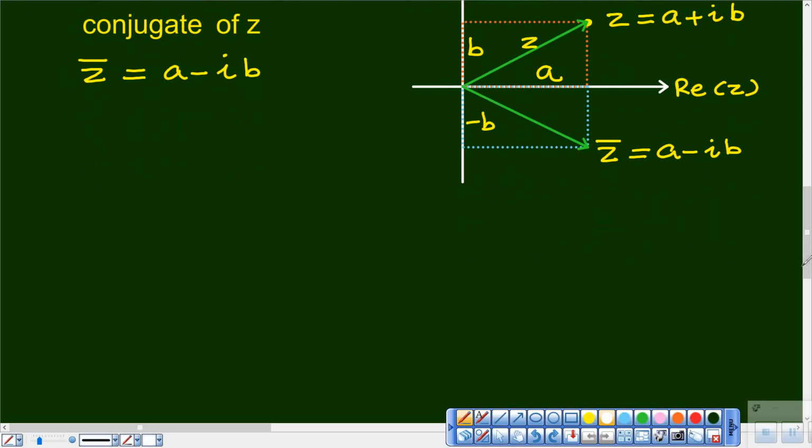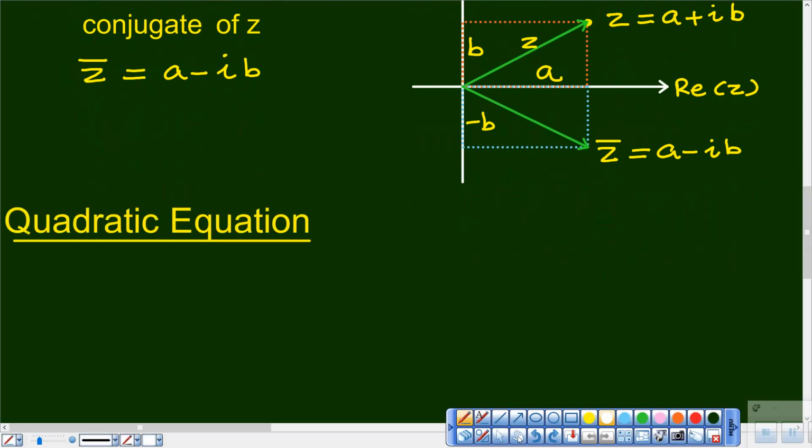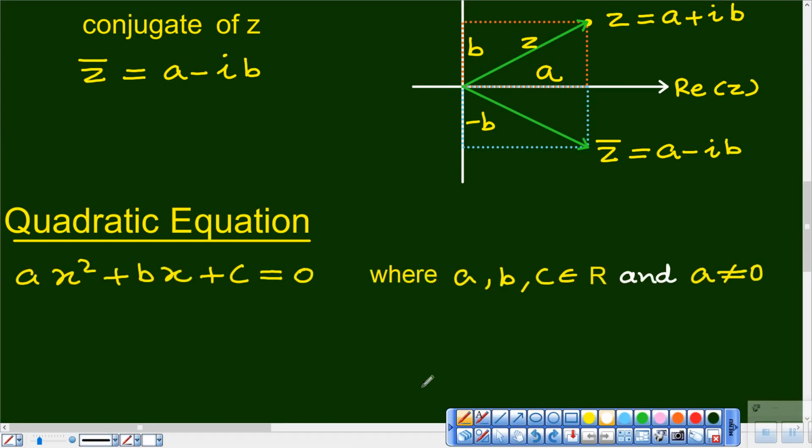Well, a quadratic equation is a second degree polynomial equated to 0. That is, ax square plus bx plus c equals 0, where x is the variable, and a, b, c belong to real numbers, and a is not equal to 0. If a is equal to 0, then the x square term will become 0, and it will only remain a linear equation. So it will not be a quadratic equation. The mandatory condition is that a should not be equal to 0, that is, the coefficient of x square should not be equal to 0.